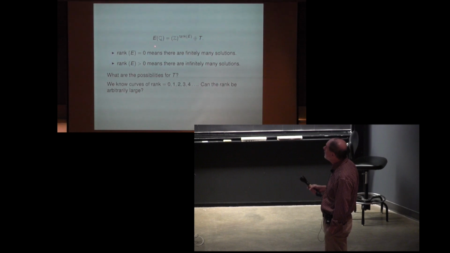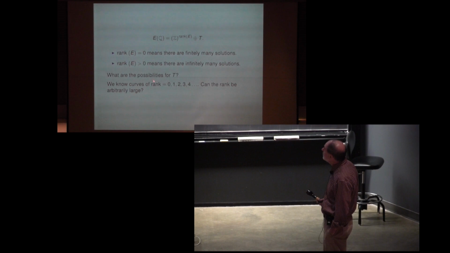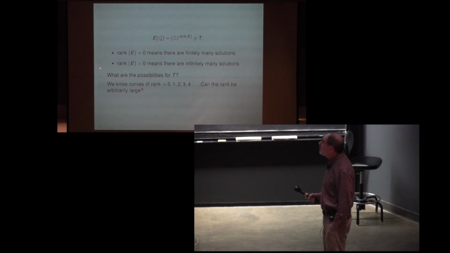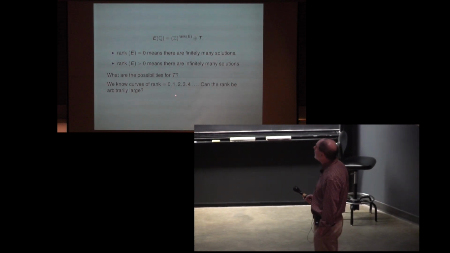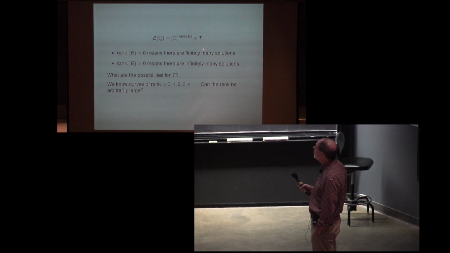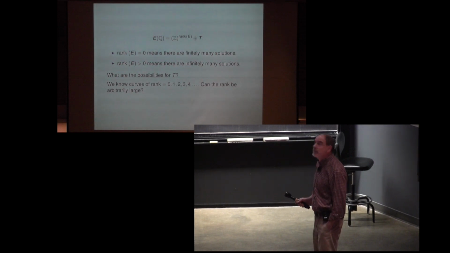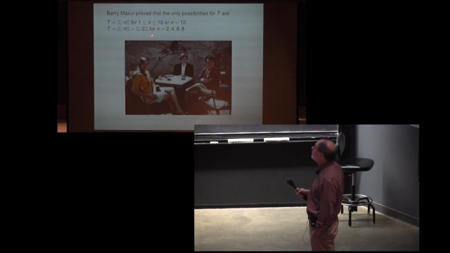And finitely generated abelian groups have the form Z to some integer. That's called the rank, and a finite torsion group. When the rank is 0, you have finitely many solutions. When it's positive, you have infinitely many. That raises the question, what can the torsion group be, and what can the rank be? We know curves of small rank, but could the rank be arbitrarily large, for example? That would give us an idea.